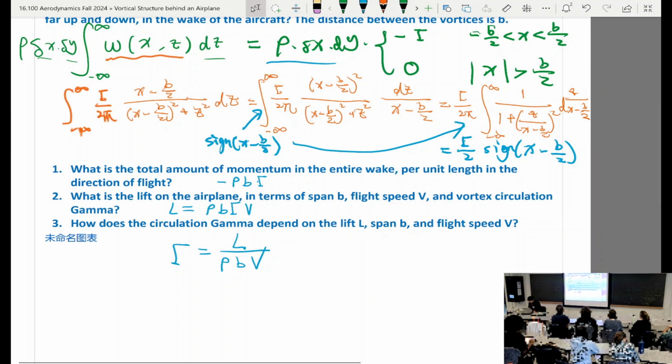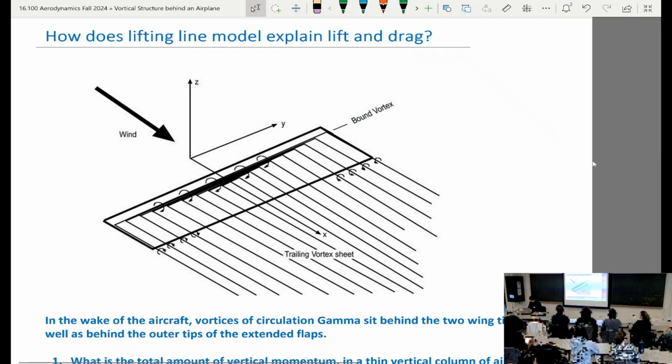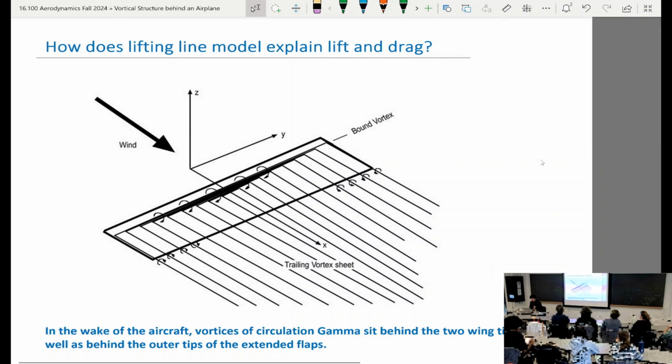Now let's... What time is it? Okay. Maybe let me just pause over here and tell you a little bit more about explaining the lift. Not just explaining the lift, but also drag and other things. So here, we did an integral over really 3 spatial dimensions of just the downward momentum. But imagine what else you can do.